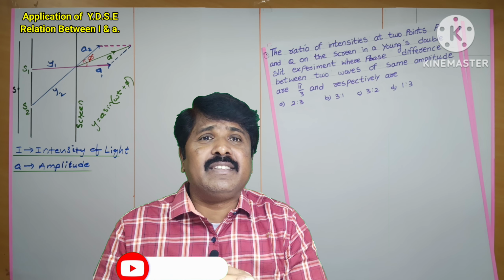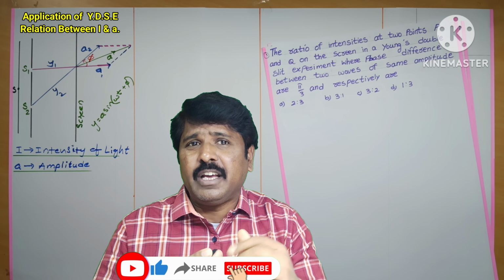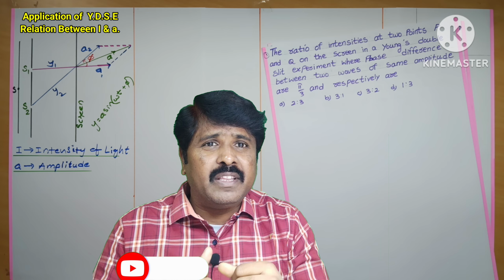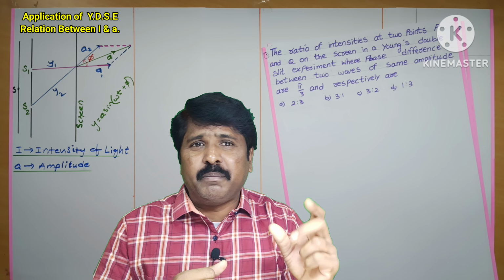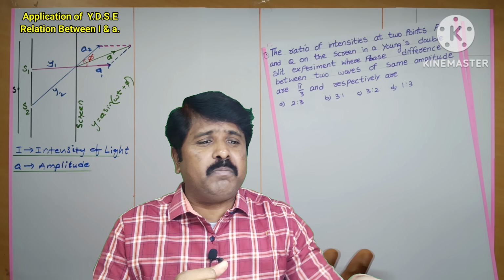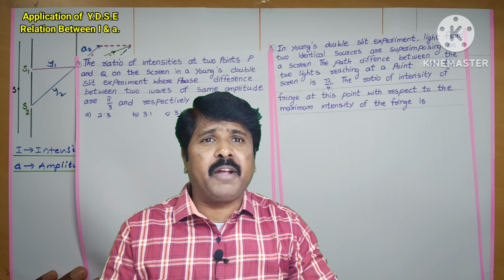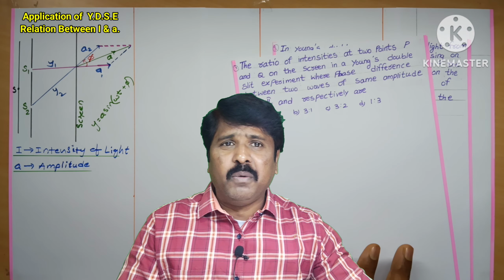Today's topic is very useful for the JEE Main examination: from the Young's double slit experiment, that is YDSE, the relation between intensity and amplitude, and also applications, maximum intensity and minimum intensity relation problems. Also, I am going to explain step by step. Total 4 problems are there back to back. I am going to write the first relation and then the numericals.